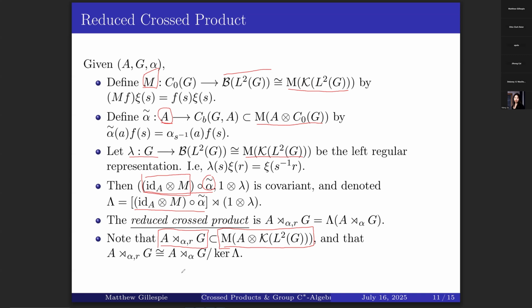There's also a colloquial term for this tensor product with any C-star algebra. So in this case, A tensor the compact operators on some Hilbert space. This is called the stabilization of A.